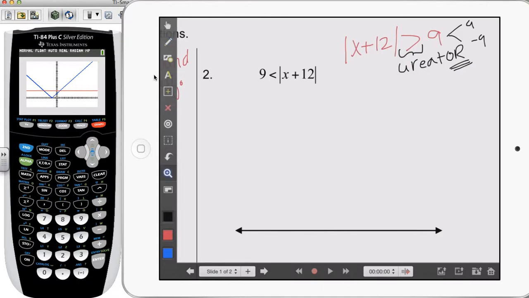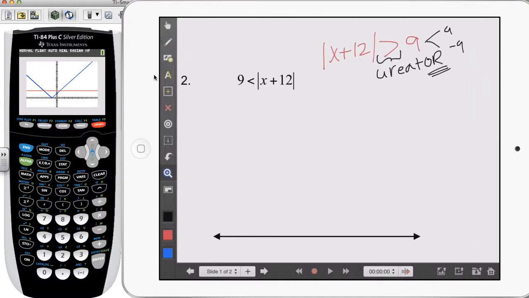Now what I want you to do is to rewrite this inequality, x plus 12 greater than 9. So there you go, x plus 12 greater than 9. That's going to be your first inequality. You have to rewrite this without the absolute value. Now the other inequality is going to be x plus 12, and you shift this. Instead of greater, you have to put less than, and instead of 9, you have to put negative 9. So that's your or relation.